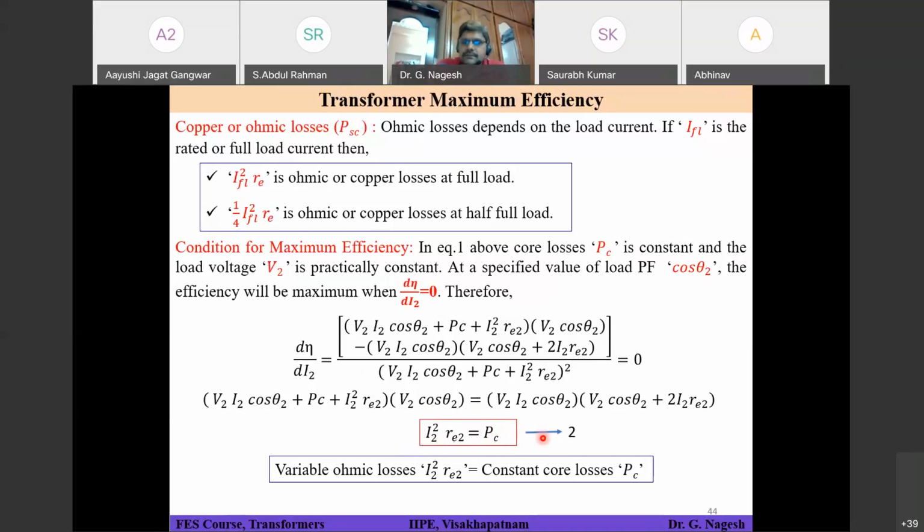Okay. Got it. So variable losses in the transformer. Remember, these are variable losses at different currents. It's not the full load variable loss. I2 square RE2. It is not IFL square into RE2.